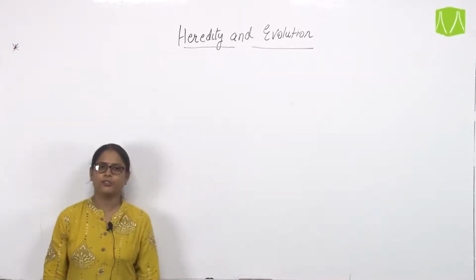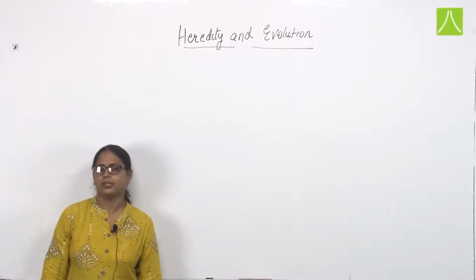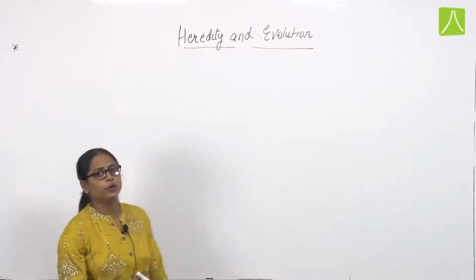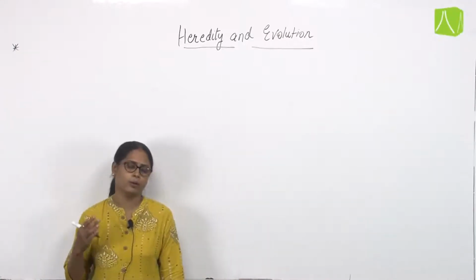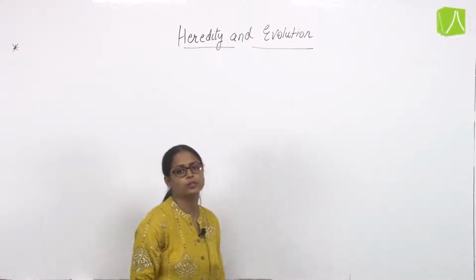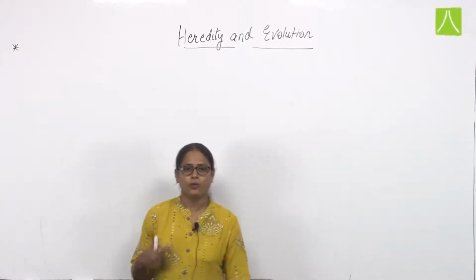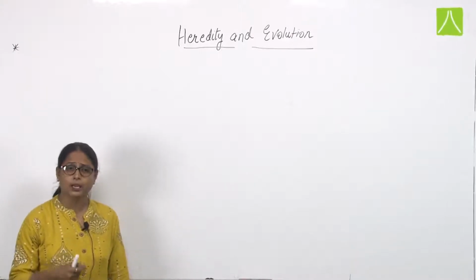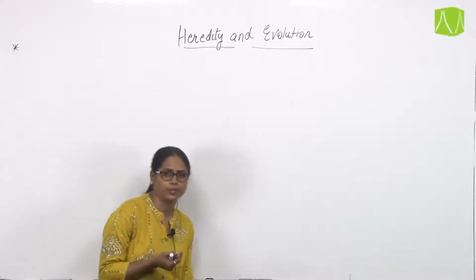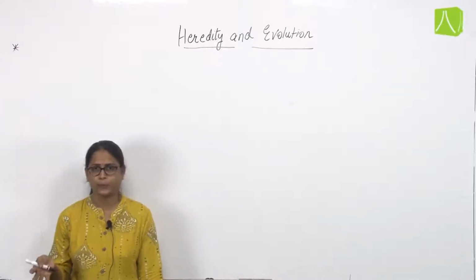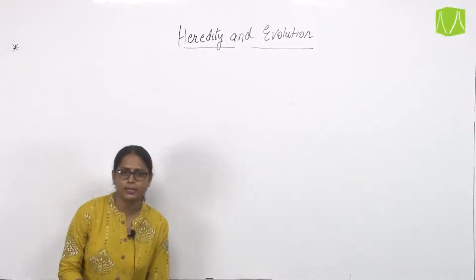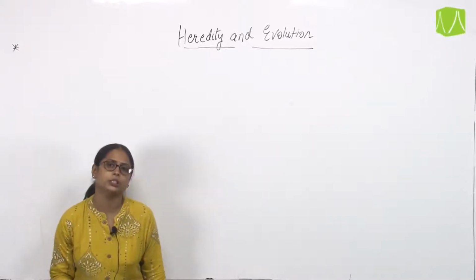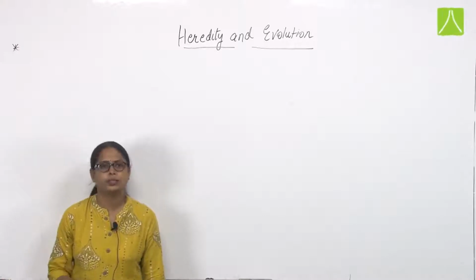Okay, good morning. Today we are starting a very new chapter, that is heredity and evolution. In this chapter we are going to talk about the characters and the process of their transmission from one generation to another generation, what characters are transferable from parents to offspring, and what type of dissimilarities appear among the members of a particular species, and how. So this is all we are going to discuss in this chapter.